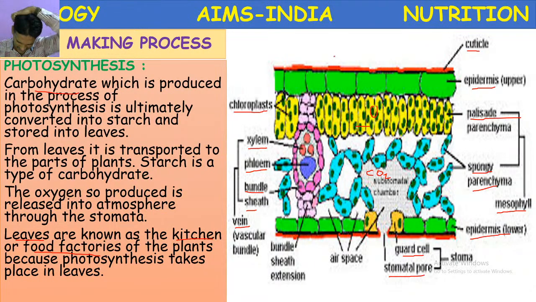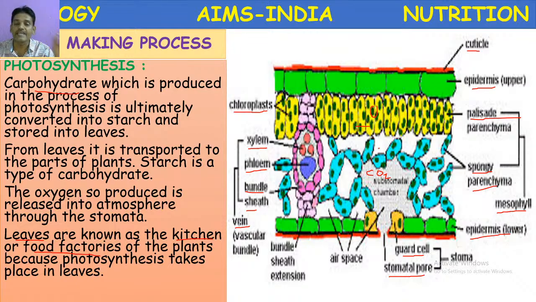First, photosynthesis was discovered by Ingenhousz. The scientist's name is Ingenhousz. In 1779, this scientist Ingenhousz proposed that green plants absorb carbon dioxide and release oxygen. Carbon dioxide is used for photosynthesis and oxygen is the product.